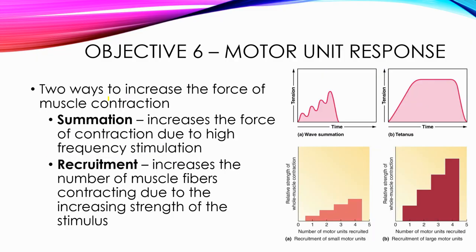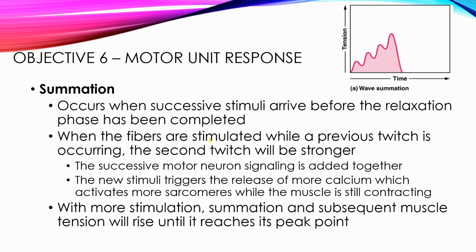And so let's say we need to pick up something heavier. How is it that we go from trying to pick up something very light to something very heavy? Well, there are two ways that we can increase the force of a muscle contraction. We're going to look at summation, which is where we add forces together, and we're going to look at recruitment, where you recruit other motor units to help out. Both of these are going to help make those contractions stronger over time.